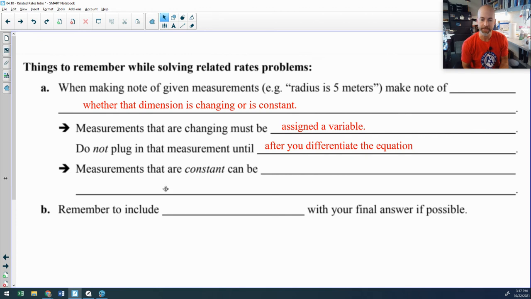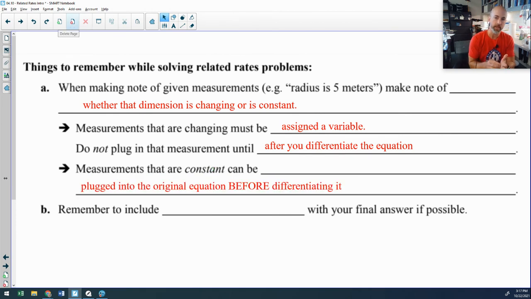If the measurement is a constant, and that will happen on occasion, then you can actually plug in that measurement before you differentiate, and that would make the derivative a little bit easier because it knocks out a variable. It replaces a variable with a constant. So if you have a measurement that is constant, then we will plug that in early before the derivative. And then finally, make sure that when you are done that you have units attached to your final answer if units are provided.